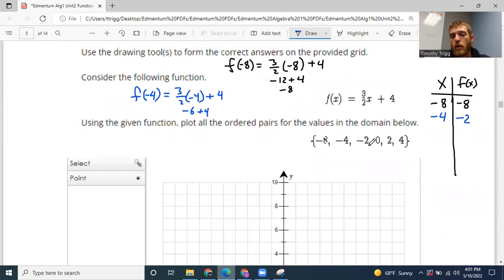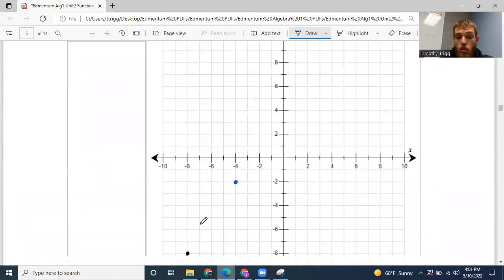Now for the remainder of these points, you're going to just plug them in and figure out the resulting outputs. So replace x with negative 2, replace x with 0, replace x with 2, replace x with 4, and you'll get some outputs that correspond to these inputs. Now keep in mind that these points should all line up. So if you do it correctly, all your points should be in a straight line, okay? So that's a big hint for this one.